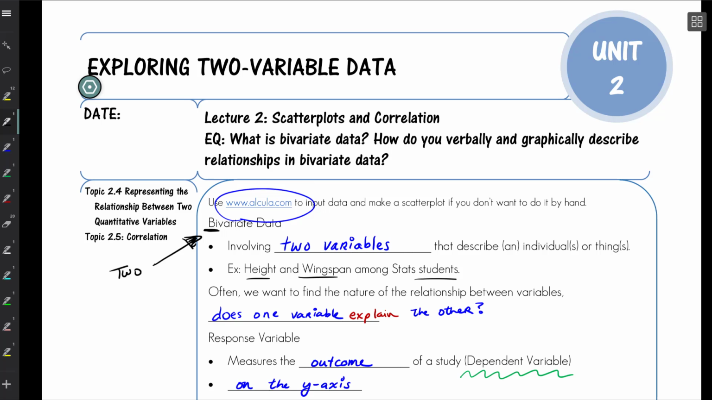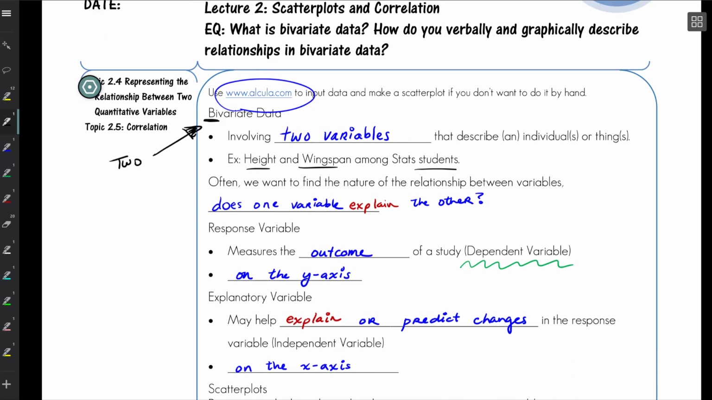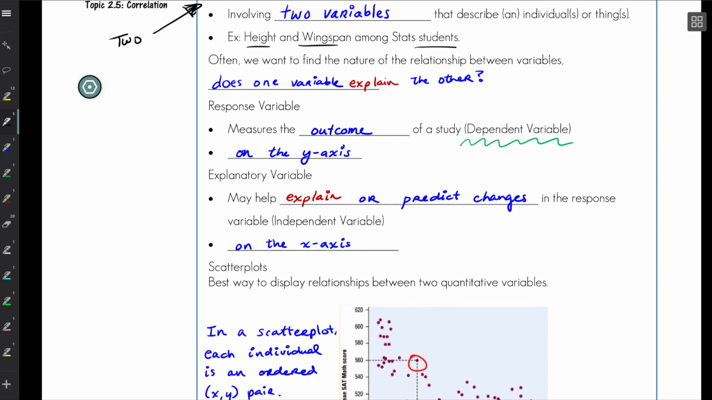Okay? Now, response variables and explanatory variables are the two kinds of variables we will be looking at when we examine bivariate data. The response variable measures the outcome of a study, and we call that the dependent variable. Now, dependent variable, that's just your fancy algebra way of saying that's the y variable, which means a response variable is going to go on the y-axis. So, the outcome of your study is going to go on the y-axis every single time.